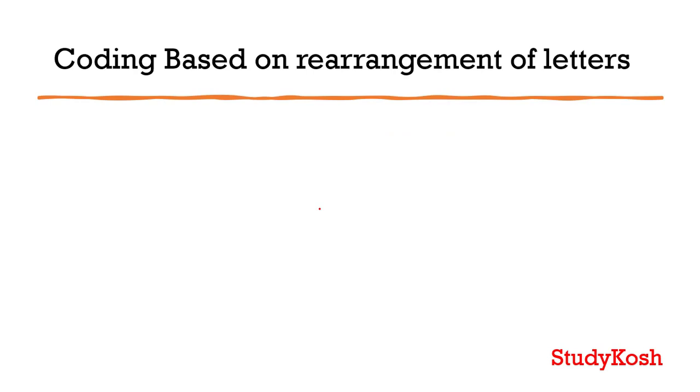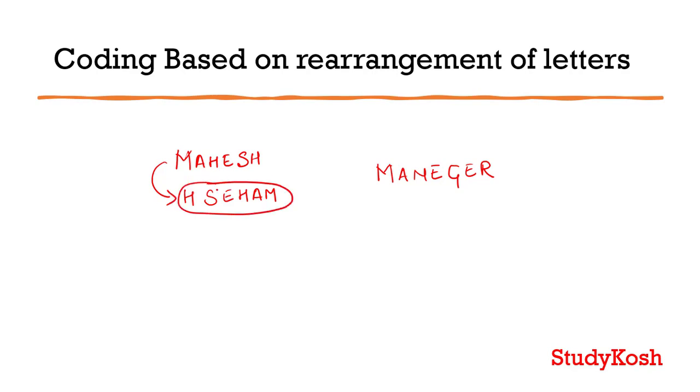In this type of coding, the letters of original words are rearranged in a particular manner to obtain the code. For example, if Mahesh is written as, let's say, HSEHAM, then how will the word MANEGER be written in that code? So you have to find out the code of this letter by which you have written Mahesh.